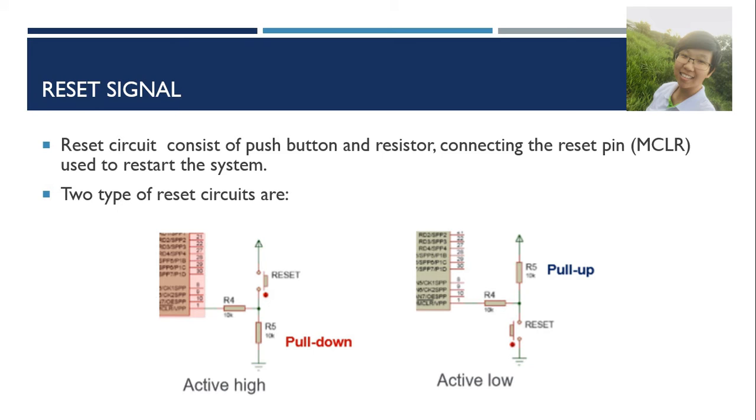After this is the reset signal. The reset circuit consists of a push button and resistor connected to the reset pin, MCLR, to reset the system. There are two types of reset circuits. First is active high and another is active low.